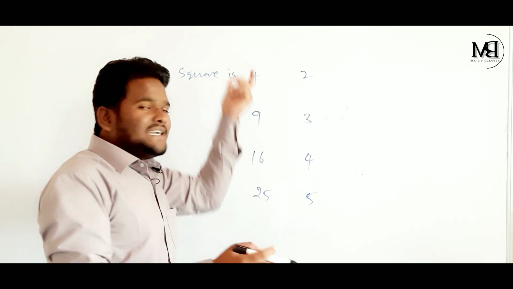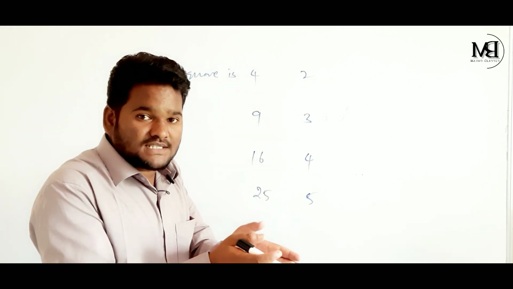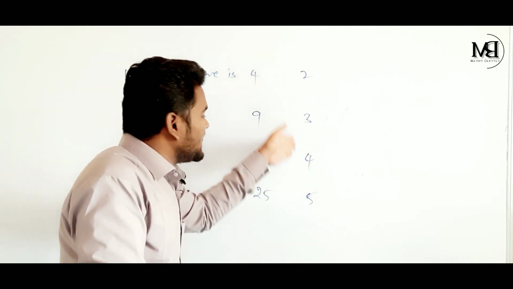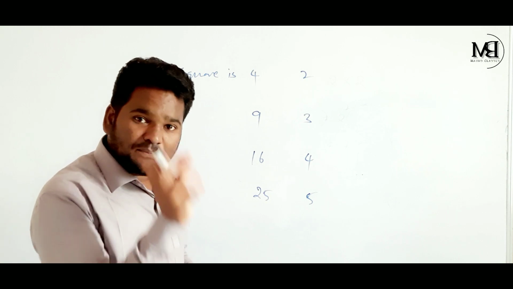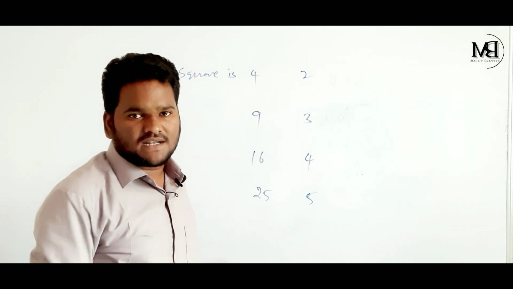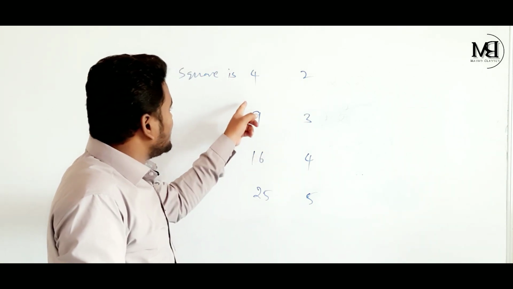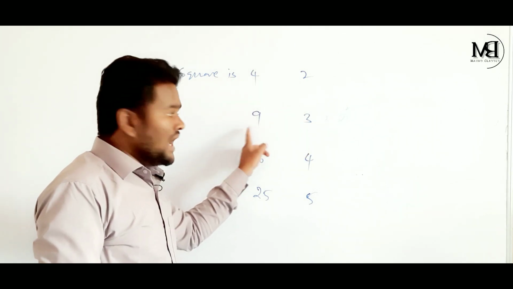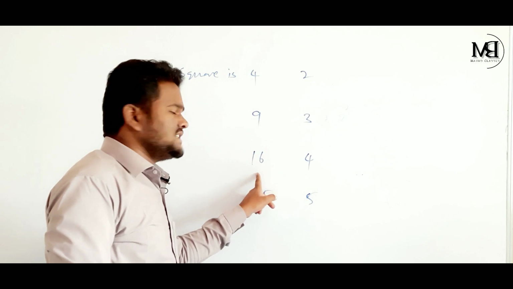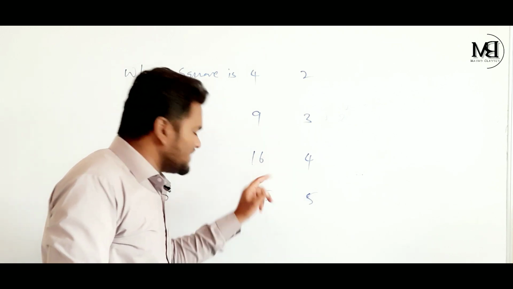But whose square is 4? What is the representation? What is the process to get this 2, 3, 4, 5 from this 4, 9, 16, 25? What is the representation is my question here. How are you going to get 2 from 4? How are you going to get 3 from 9? How are you going to get 4 from 16? How are you going to get 5 from 25?